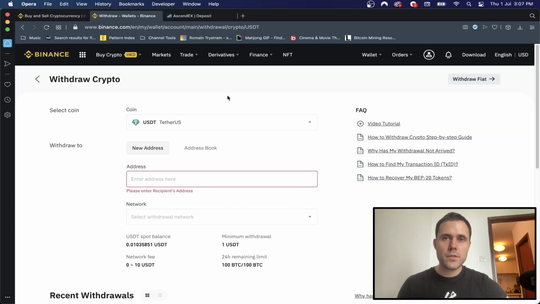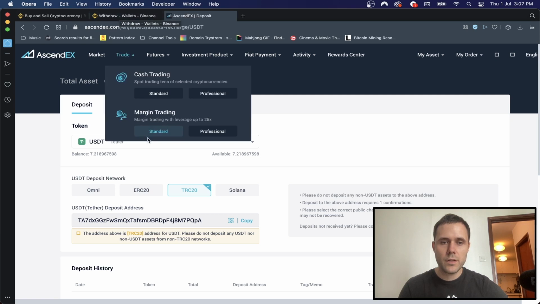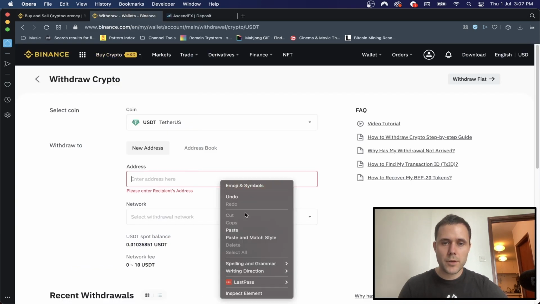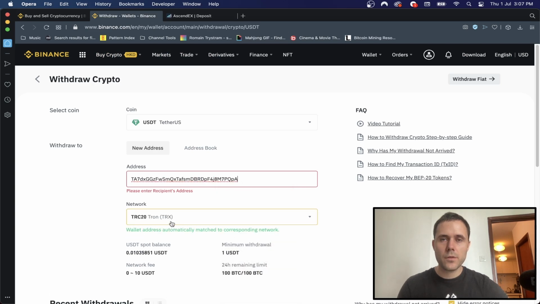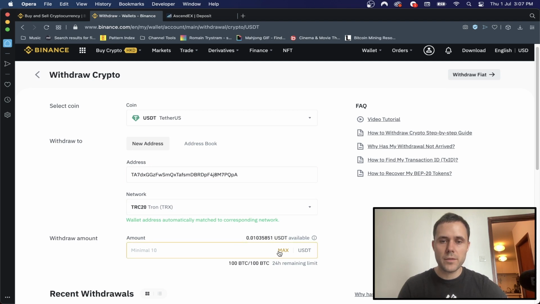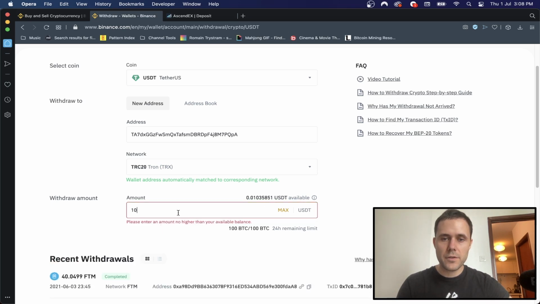So if you do decide to use Binance to buy your US dollar tether, then you are going to need to send your US dollar tether to AscendEX. So make sure you use the TRC20, which is the cheapest network for sending US dollar tether. If we copy this address here and bring it over to Binance and paste, it will automatically recognize it's the Tron network, and then we are only going to need to pay $1 US. So if we type $10, we are going to get a 1 USDT network fee included.